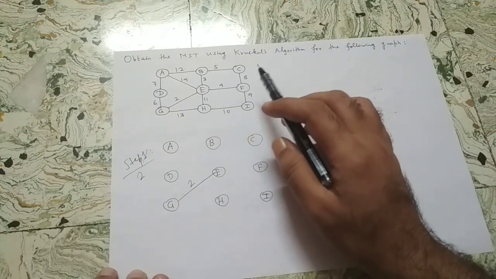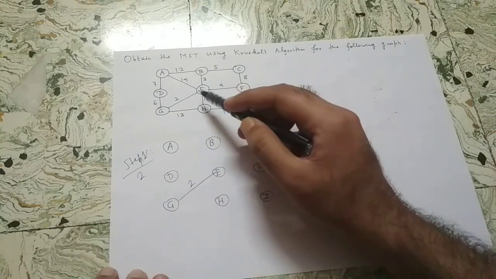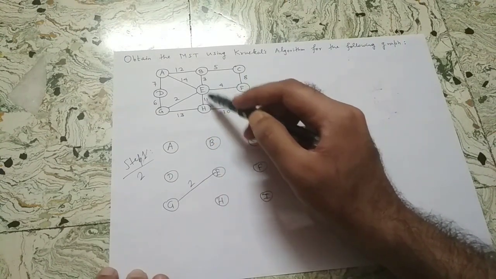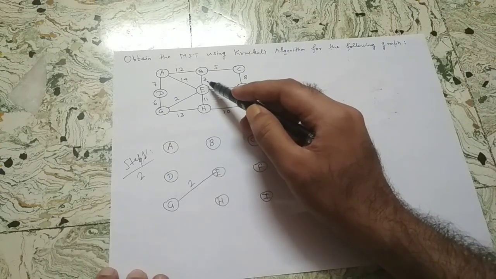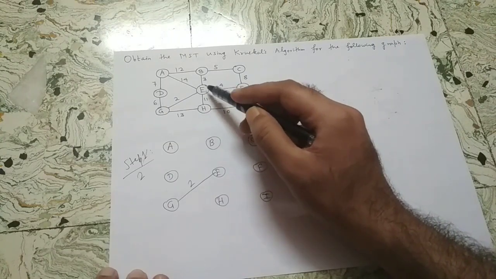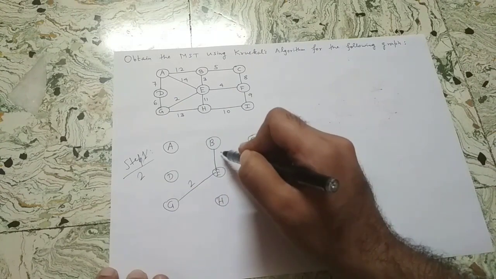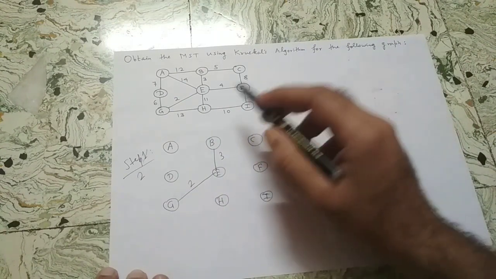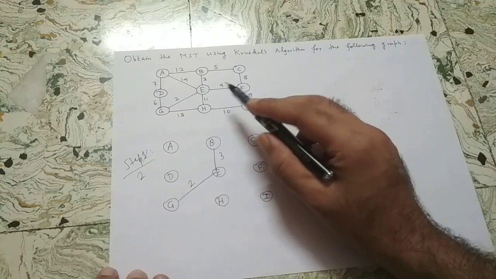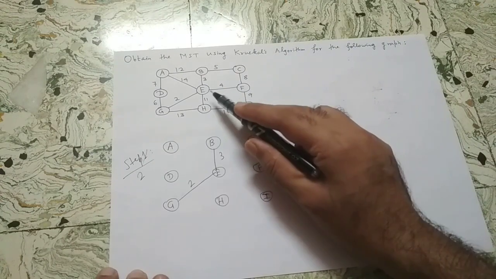Which is the edge having a value greater than 2 and closest to it? This edge. The edge connecting B and E has a value greater than 2 and is closest to it. So I'll include this, and including it will not lead to a cycle. So I'll include it.